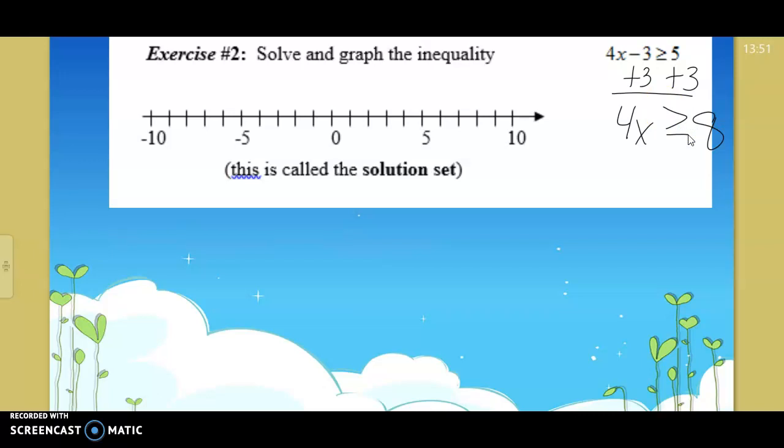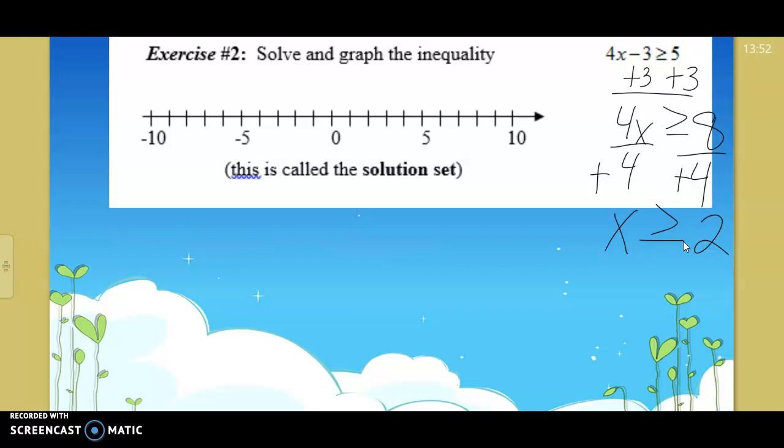Common mistake for students is to make it an equal sign because that's what we're used to. Tough to break that habit. Just make sure you're paying attention. Then we've got multiplication, which we're going to undo with division. So we divide, and x is going to be equal to. Now, we divided by a positive. Regardless of the answer, it's what you divide by. If we divide by a positive, this stays the same. So it's x greater than or equal to 2.